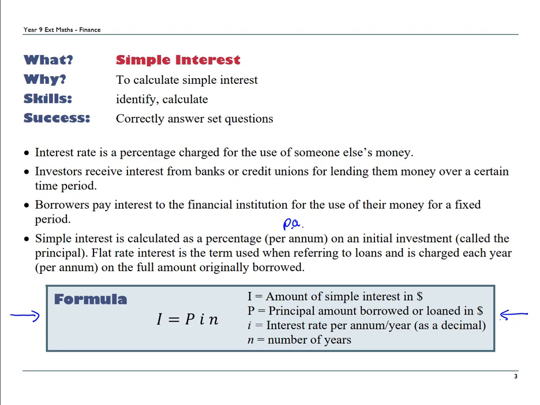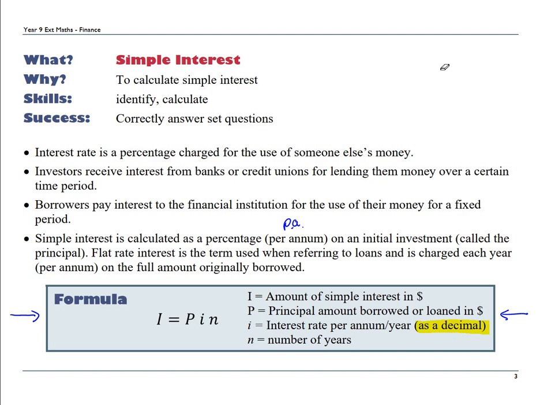Capital I is the amount of simple interest in dollars. Capital P, the principal amount, is the amount you borrow or that you loaned, in dollars. The lowercase i is the interest rate per annum. It's important that the interest rate must be as a decimal, and N is the number of years.